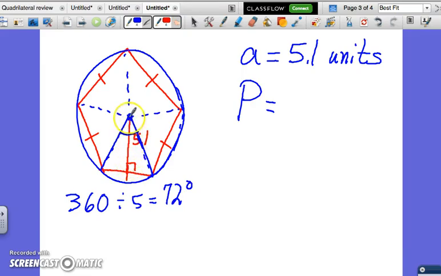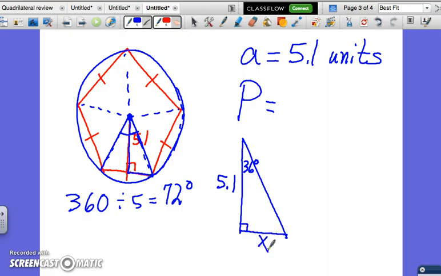So if we want to find over here, let's look at this side section of it. Let's look at the side view. Well, if the whole thing is 72, that means that this angle right here is 36 degrees. And we know that this height is 5.1. We need to know x. How do we do it?